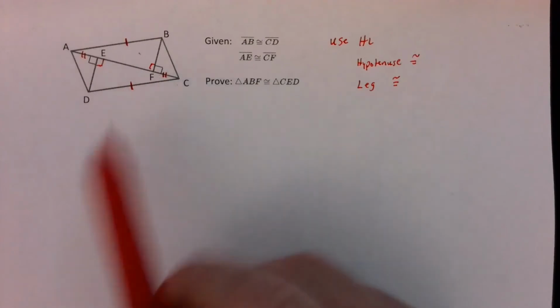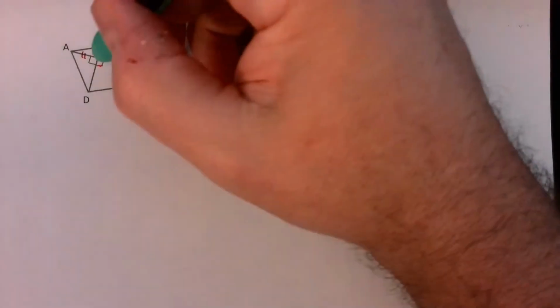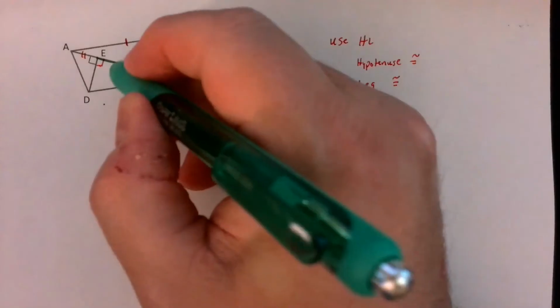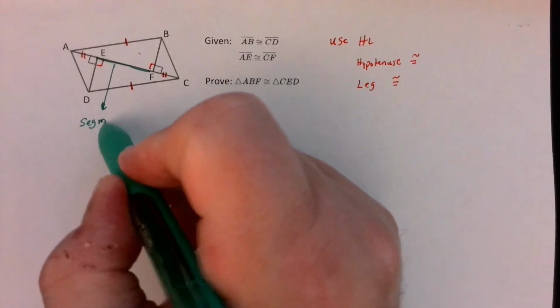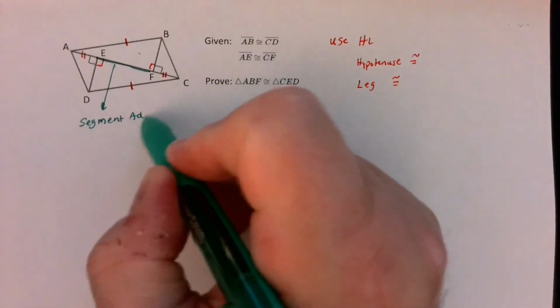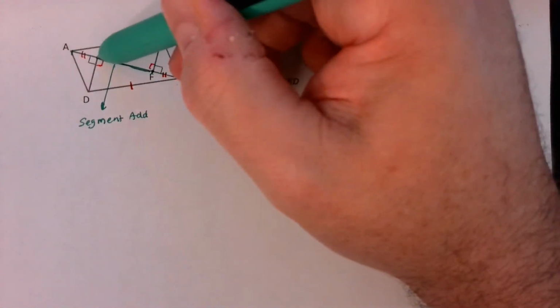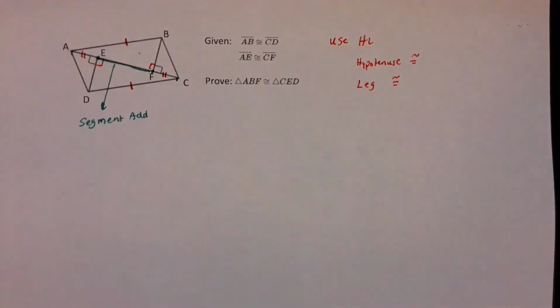But here's something that I also recognize. I recognize right here that this segment right here, it's shared in both triangles. So I might be able to use this along with the segment addition postulate to show that this segment right here is congruent to this segment. And then if I can do that, that's going to be the leg of my hypotenuse leg, so I'll be able to use hypotenuse leg. So let's see if we can work our way to that.